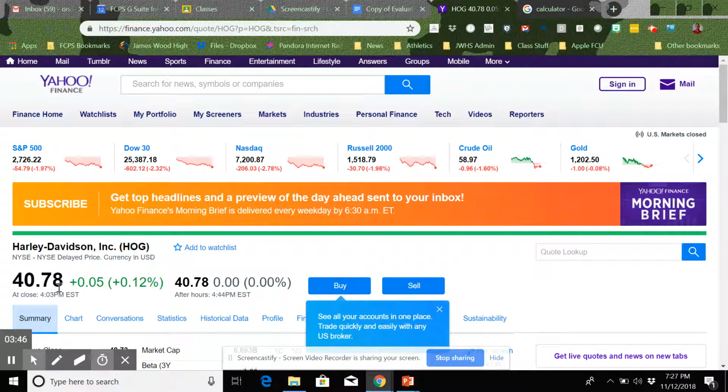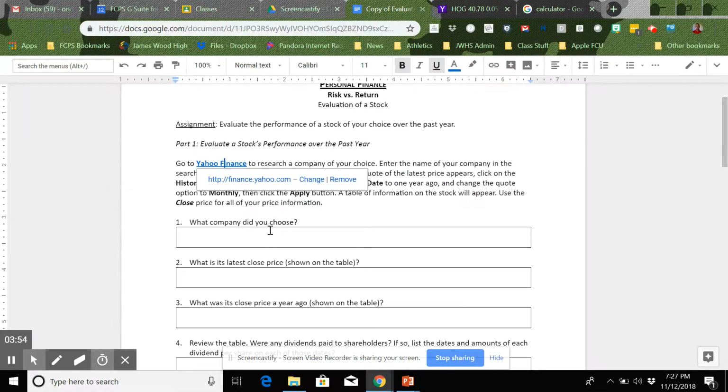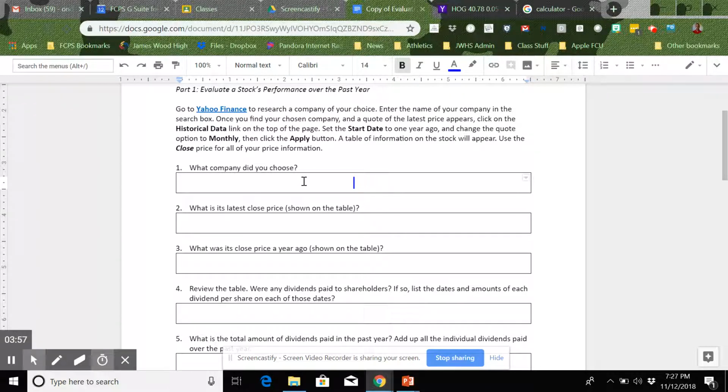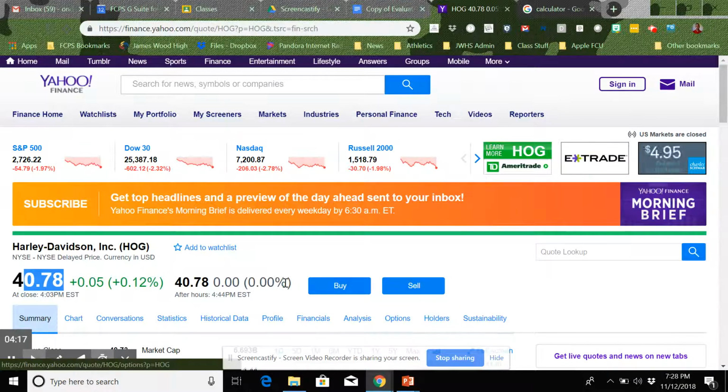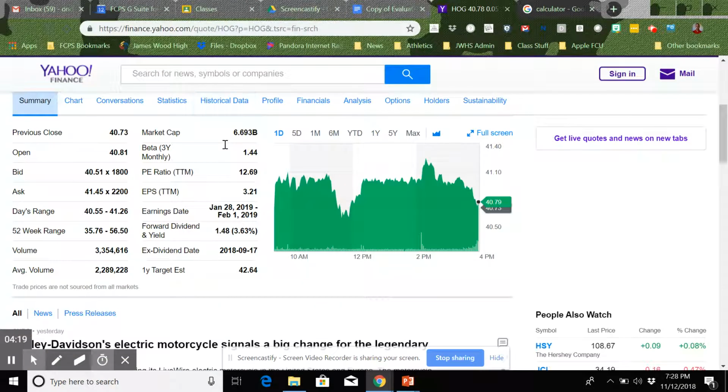Okay, there's my quote. So right now, this tells me it's selling for $40.78. I don't really need to mess with that, because the first thing we need to do here on the assignment is decide what company to choose. I would write Harley Davidson, and I would put their stock symbol. Then it's asking what's the latest close price. Well, all this stuff we actually need to find under historical data. We will go here to the site itself, and let me close this out real quick. That's in the way. We need to go right here to this link. Let me scroll up so you can see it a little bit better, to historical data.